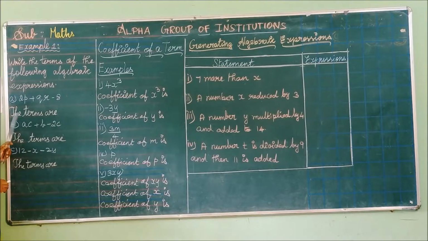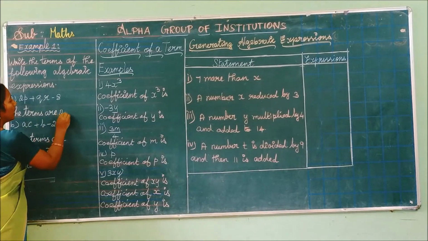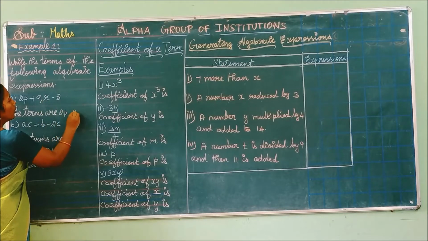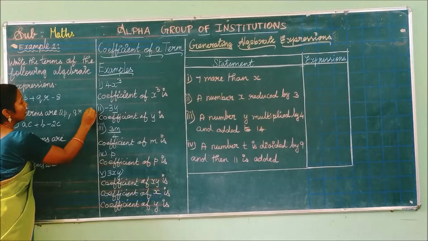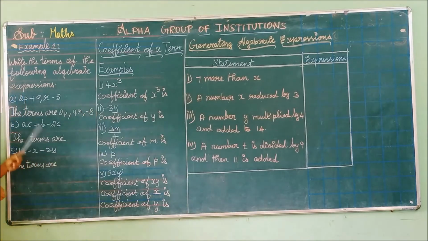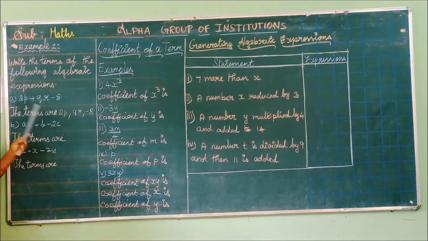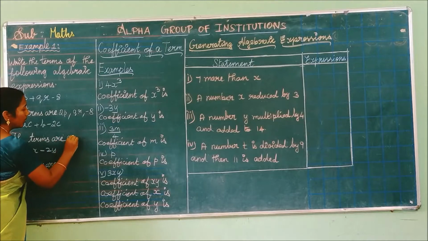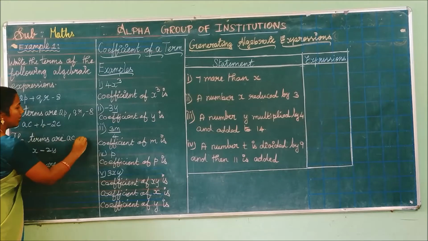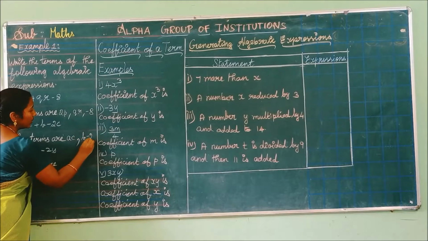What are the terms? The terms are 2p, comma, qr, comma. While you are writing the terms, you must include the negative symbol. If it is positive means leave that symbol. Okay. So what are the terms? 2p, qr and minus 8. See the next one. ac plus b minus 2c. So what are the terms? ac, comma, b and minus 2c.